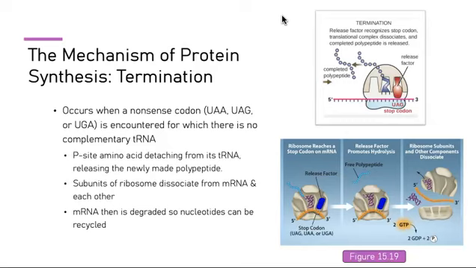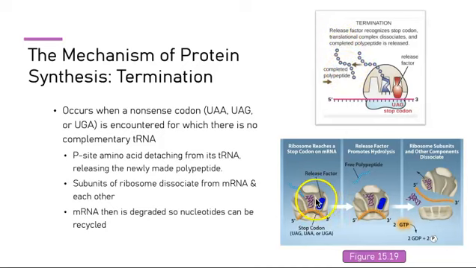Now for our last step here in termination. This is going to occur when we read that mRNA strand and we run into one of those stop or nonsense codons. And then we have no complementary tRNA to bring in additional amino acids, and our P site amino acid is going to detach from its tRNA and release the new polypeptide that has been created.